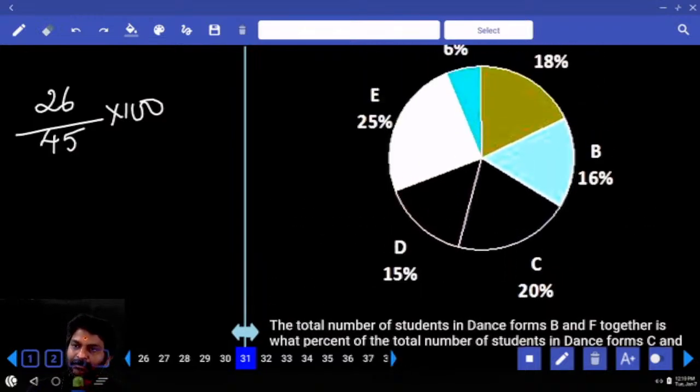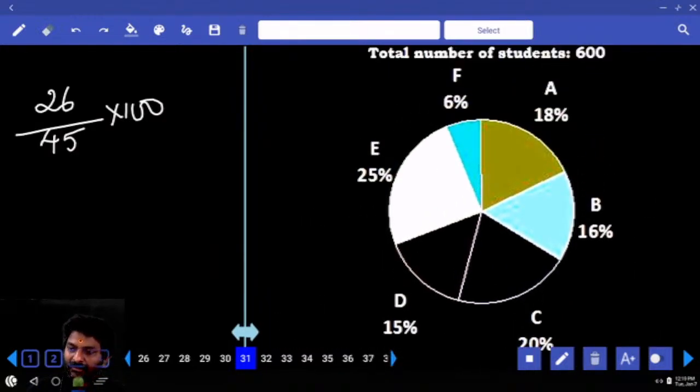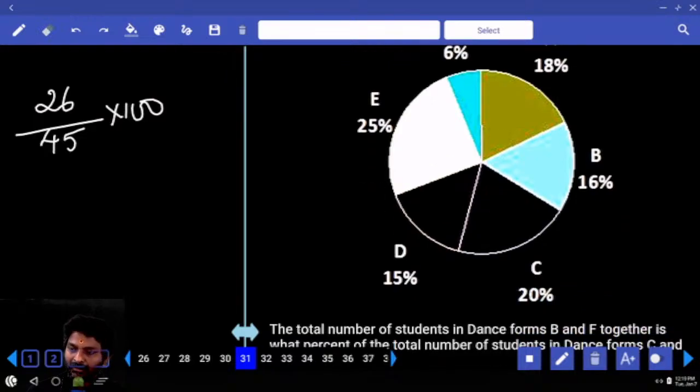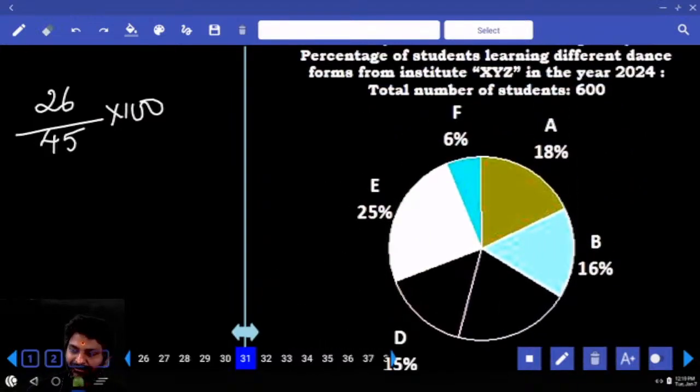correct? C and E, oh, B and F, 22, okay.